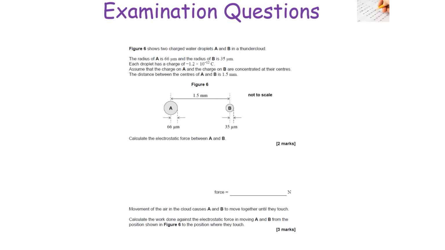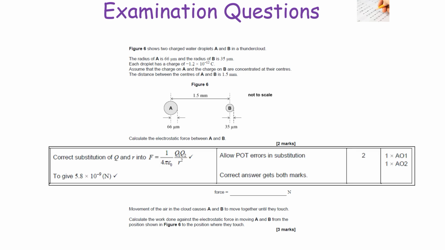Right, so how do you answer this particular question? Well, in the first one, we're trying to work out the electrostatic force. So at this point, we know that the electrostatic force from Coulomb's law is equal to Q1 Q2 over 4 pi epsilon 0 r squared. Now we've got the charge Q1 and the charge Q2 from our question, because it says that the charge of each droplet is minus 1.2 times 10 to the minus 12 coulombs. We've got our value for r squared because the distance from centre to centre is 1.5 millimeters. So therefore we can say that the value of r is 1.5 times 10 to the minus 3, to give our value through to be 5.8 times 10 to the minus 9 newtons.